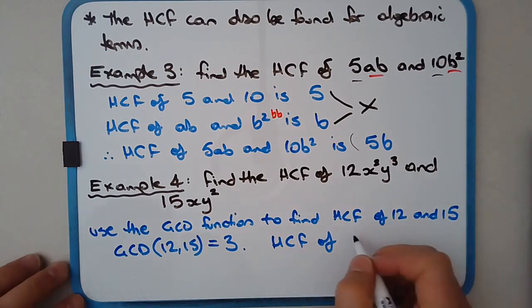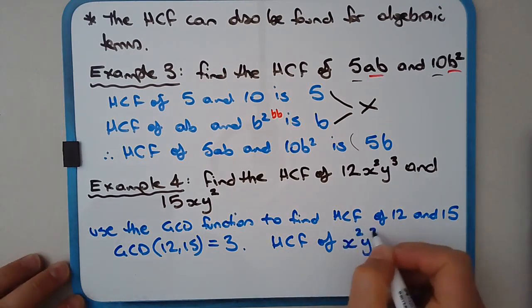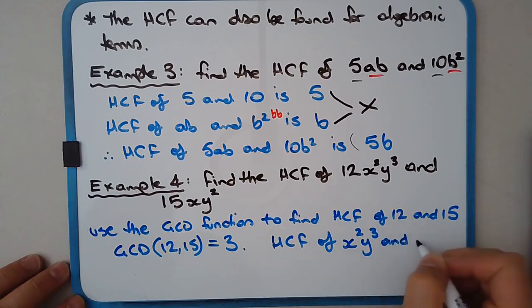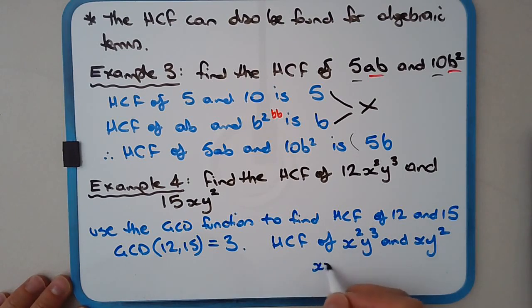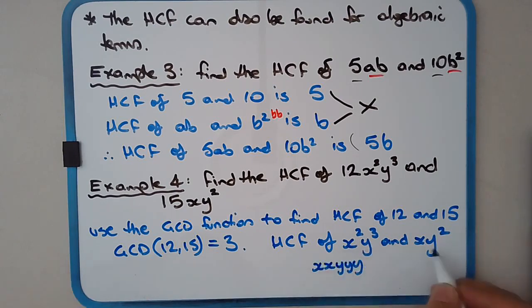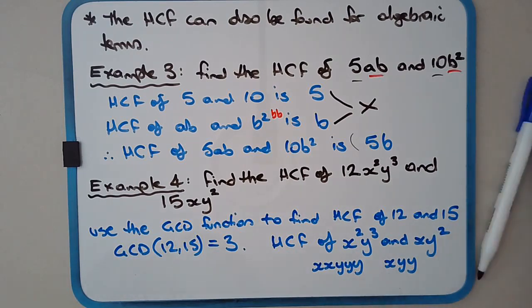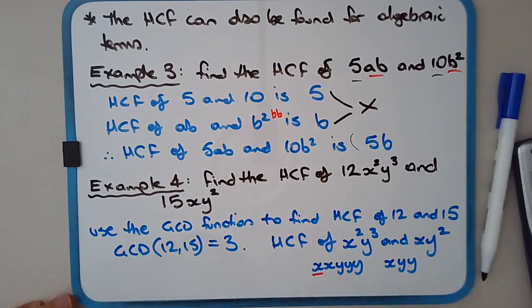So the HCF of x squared y cubed and xy squared. Think of the symbols that are in common. What I might do is write this out in full. x squared means xx. y cubed means yyy. xy squared means xyy. We have 1 x there, 1 x there. So I might actually start underlining them. So x there, we have an x there. There's an x here, but there's no x in the other one, so we can't underline that one.